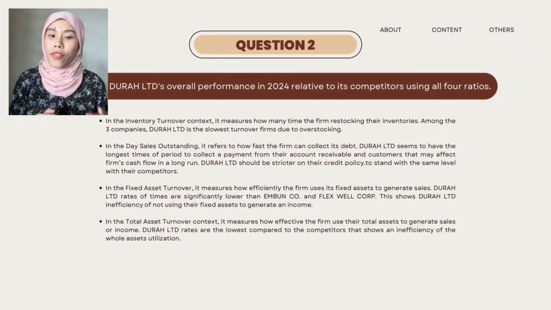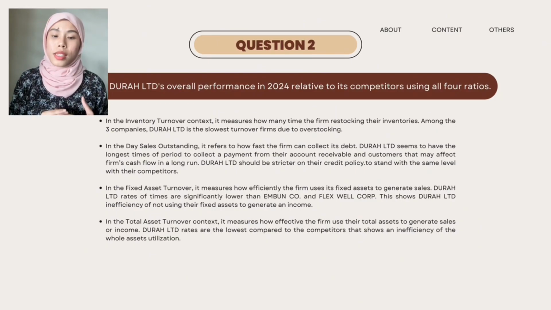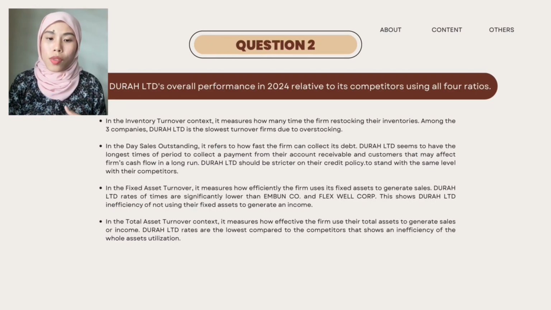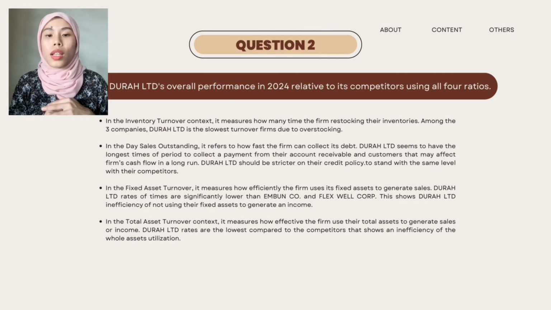In the fixed asset turnover, it measures how efficiently the firm uses its fixed assets to generate sales. Dura Ltd's rates are significantly lower than Ambon Co and Flexwell Corporation. This shows that Dura Ltd is inefficient in using their fixed assets to generate their income. In the total asset turnover context, it measures how effectively the firm uses their total assets to generate sales or income. Dura Ltd's rates are the lowest compared to the competitors. That shows an inefficiency of the whole asset utilization.